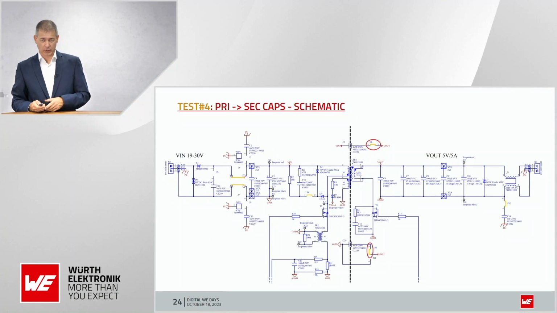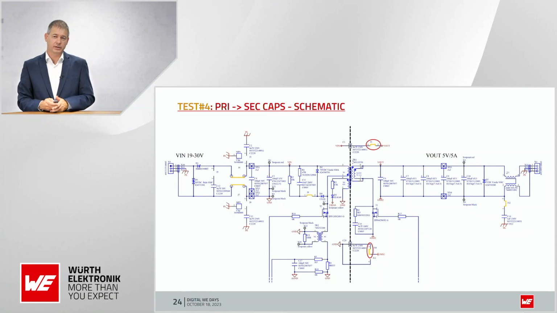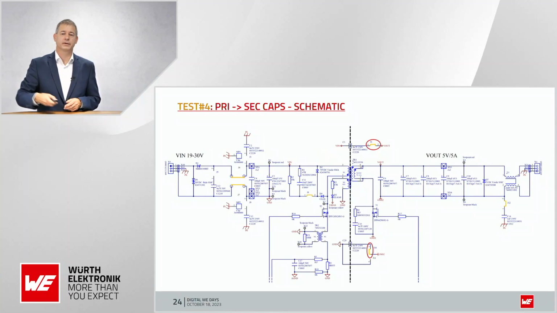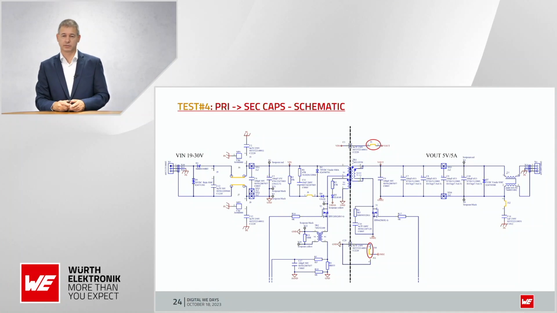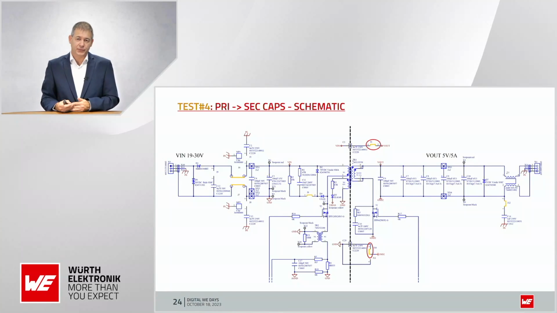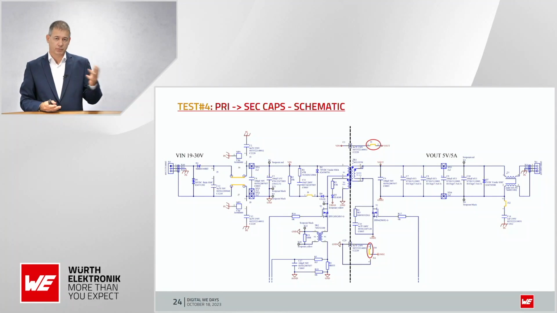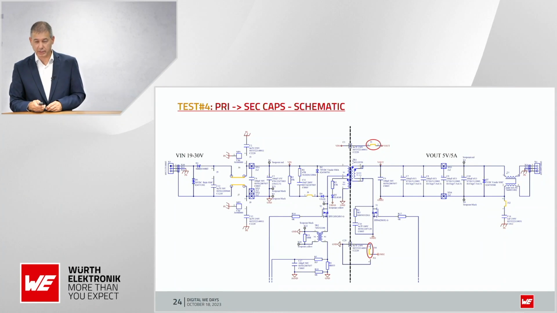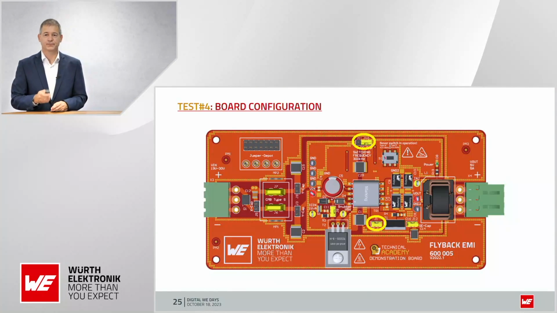Now we do the next test, test 4. In this test we will activate the bypass caps, the primary-secondary caps here and here. These are the caps which are in parallel to the transformer to make it possible to bring the RF current from primary side to secondary side and back to the primary side, and reduce common mode noise in this way.